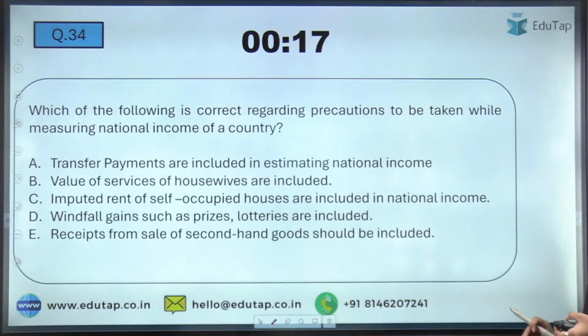Which of the following is correct regarding precautions to be taken while measuring national income of a country?